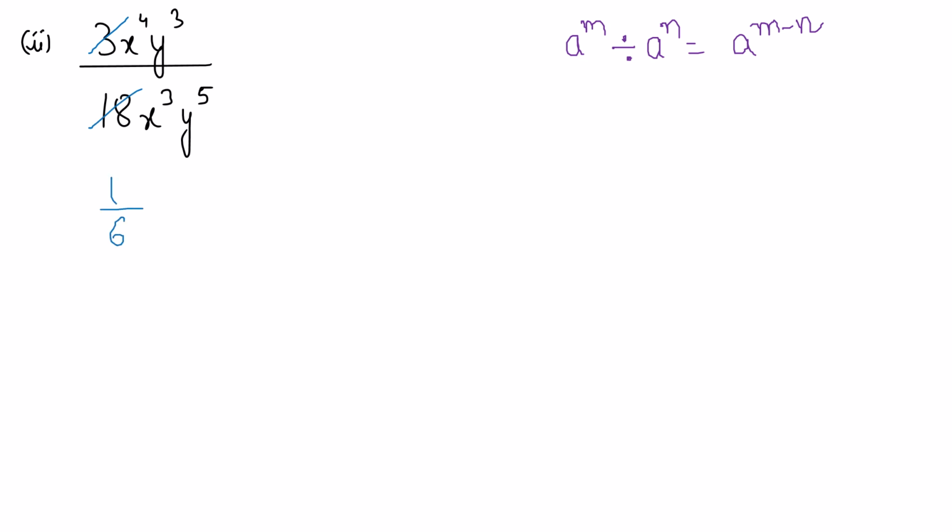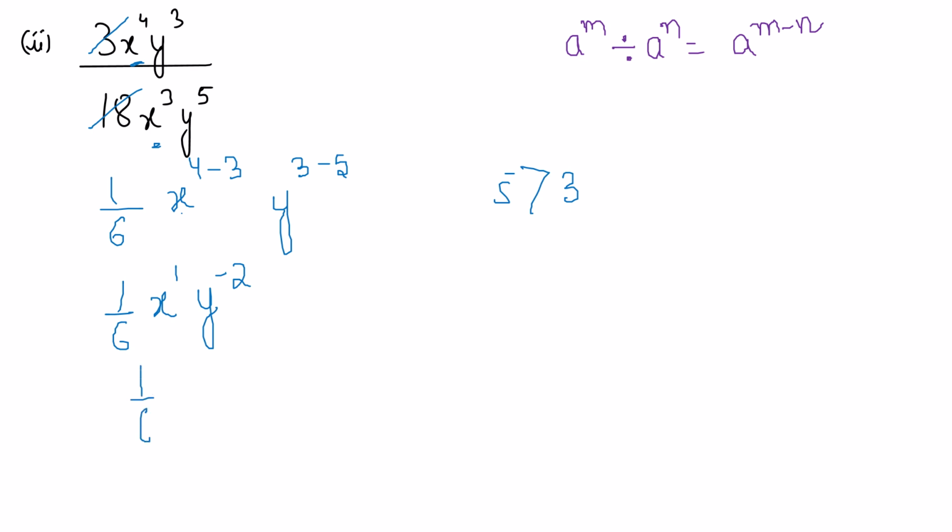Just take away from it. Now you have x to the power 4 minus 3 because you have the same x here, then you have y to the power 3 minus 5, right? So you can get 1 over 6 x to the power 1, y to the power 3 minus 5. So you can say it's minus 2 because 5 is greater than 3. So you have to take care of the sign of 5. So what you will get? You get 1 over 6 x y to the power minus 2.